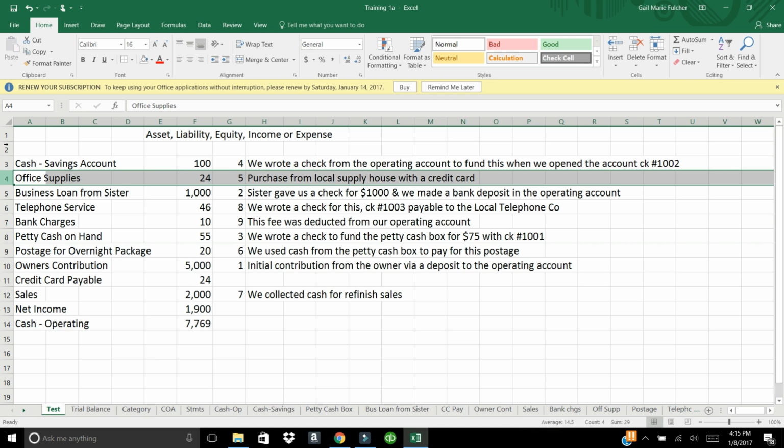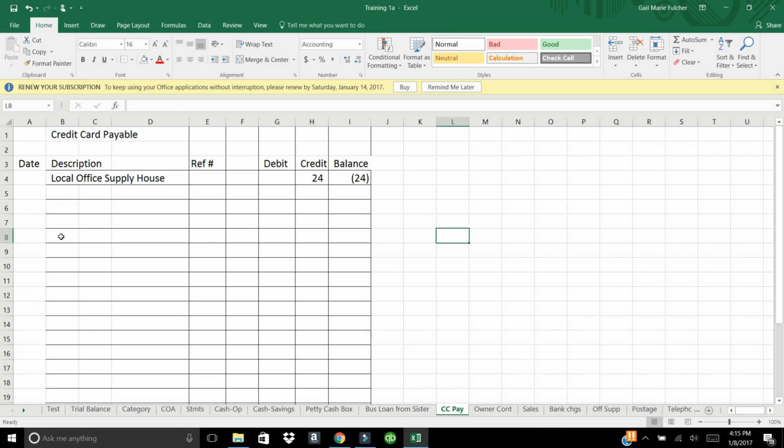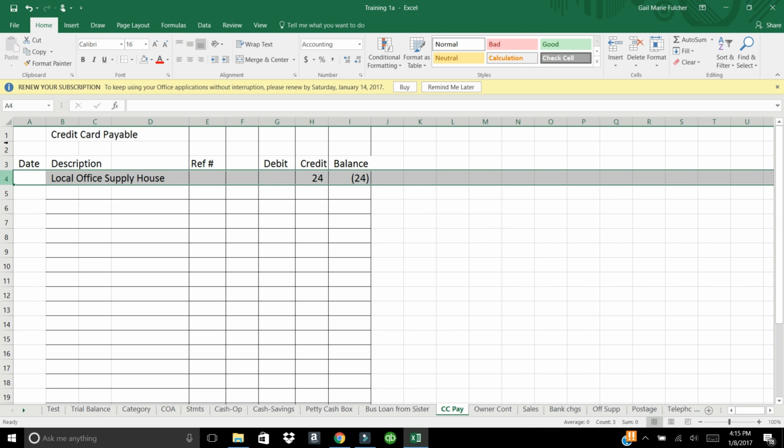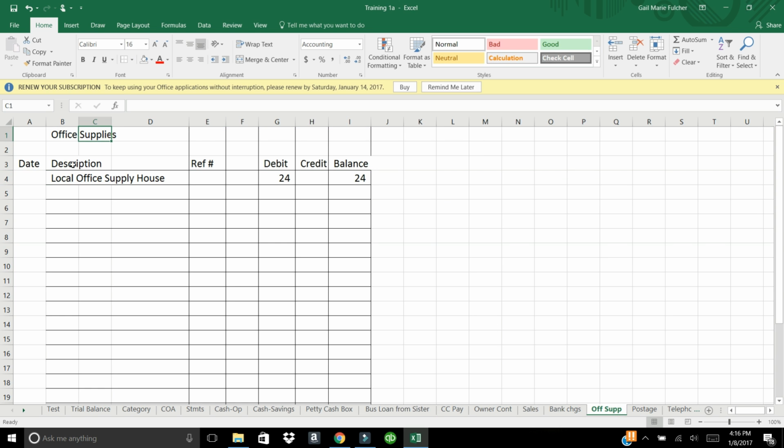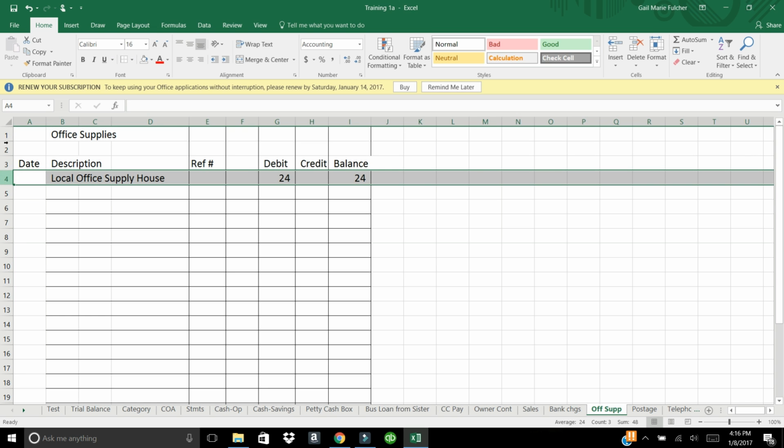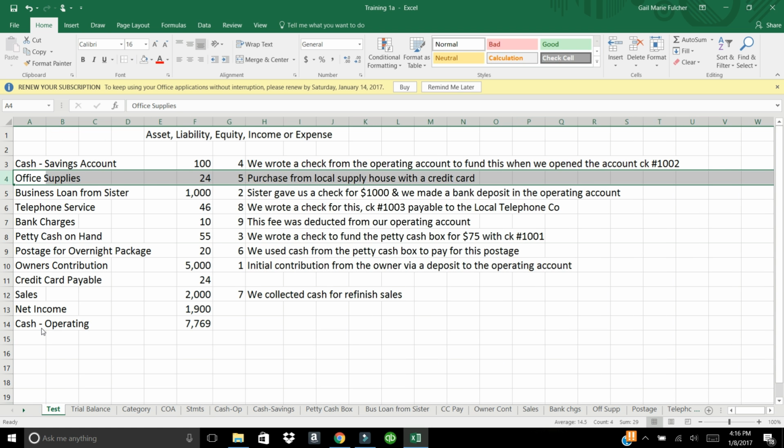Purchase from local supply house with a credit card. Okay, well we know we owe the credit card company, so let's go to the credit card payable tab. There's the description, local office supply house, credit $24, and a balance of credit $24. The other side to that entry is office supplies. So we go to the office supply sheet, account, local office supply house. The debit is $24 and the balance is $24. Very good. Let's go to number 6.